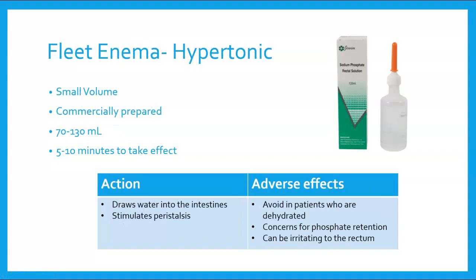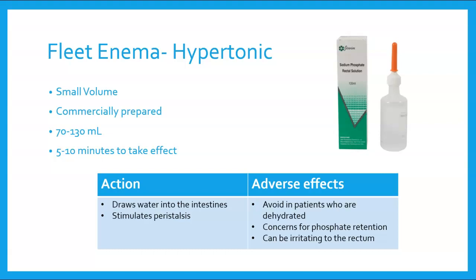Okay, so a fleet enema, this is a hypertonic enema. So what it does is it draws water into the intestines and in turn stimulates peristalsis. So this one is a small volume, as you can see by the picture here. We're not using 500 to 1,000 mils of fluid. It's only about 70 to 130 mils. It is commercially prepared. Usually once you get the order, you'll pull it from the Pyxis and administer it that way.